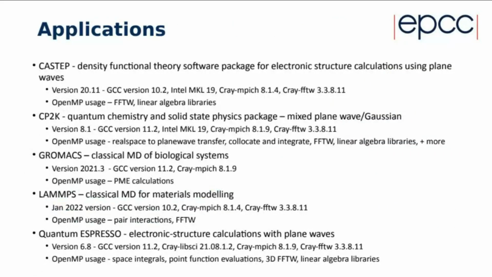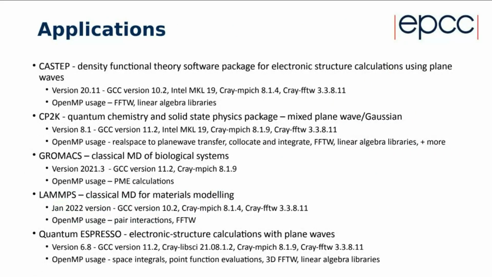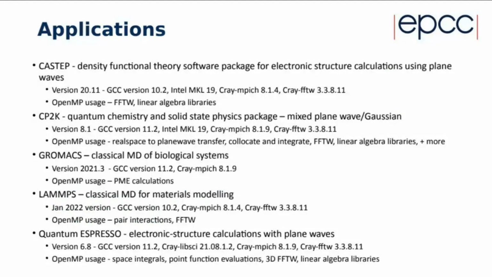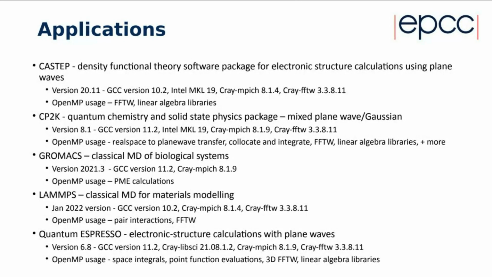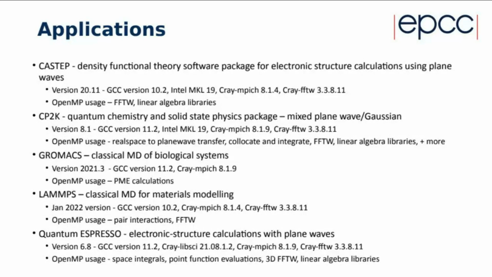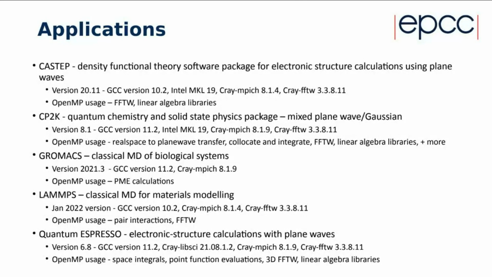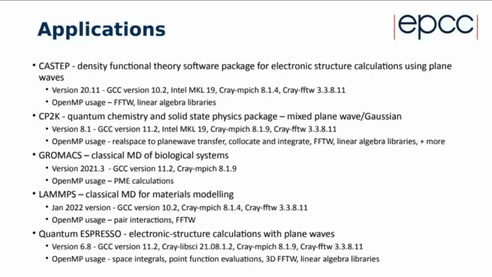So a bit more about the applications that I focused on. I looked at CASTEP, which is a density functional theory software package, and it does electronic structure calculations using plane waves. Focused on version 20.11, and you can see the environment that I used to build it. So GCC version, I used MKL and MPICH and FFTW versions. CASTEP has OpenMP within its FFTW routine and then its linear algebra libraries.